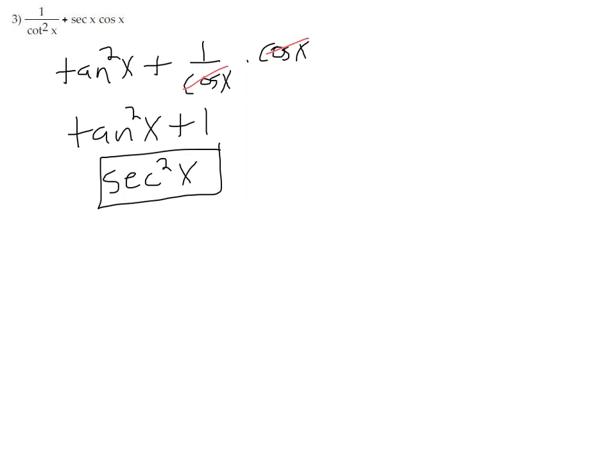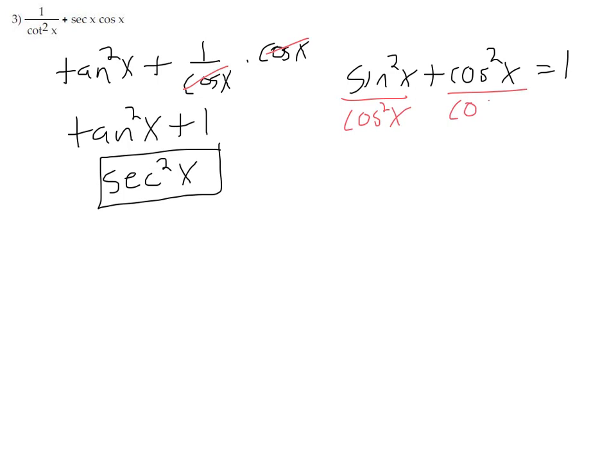Now that identity comes from the fundamental Pythagorean identity. Sine squared x plus cosine squared x equals 1. If we divide, let's see, we want a tangent. So if I divide by cosine squared x, so I can make my tangent, of course I have to do that everywhere. This results in tangent squared x plus 1 equals secant squared x. And that's the final identity we used.